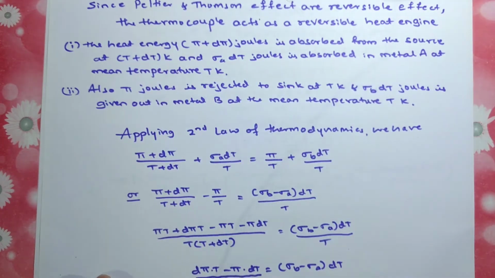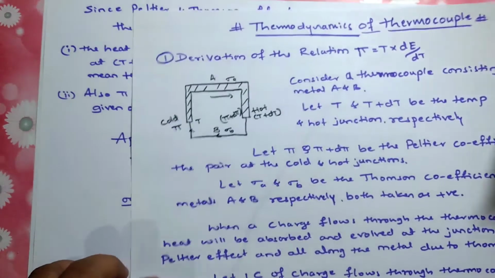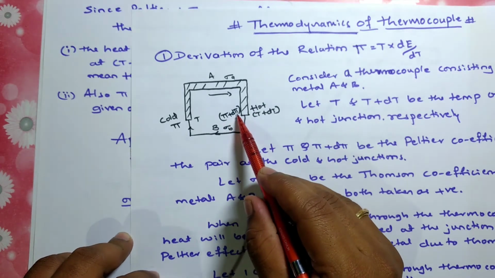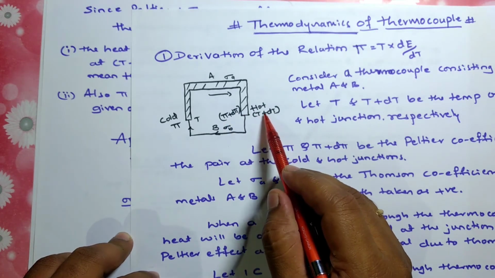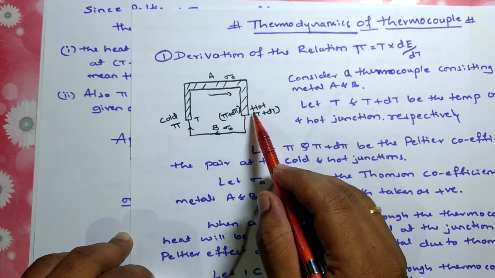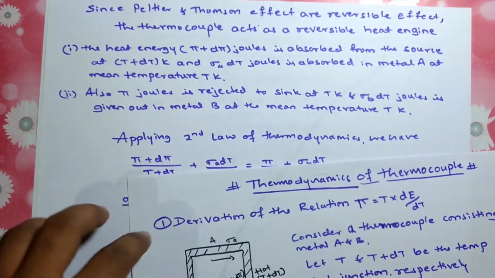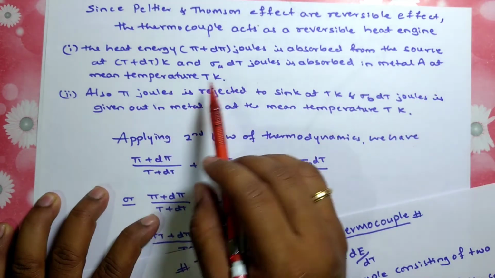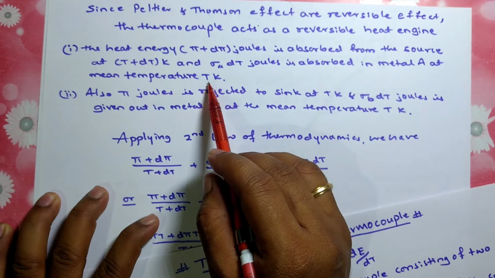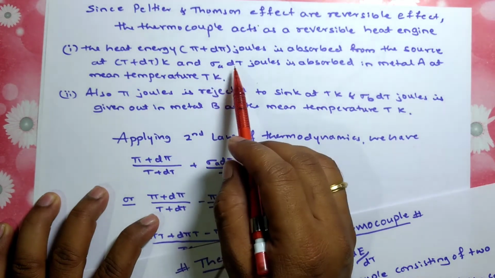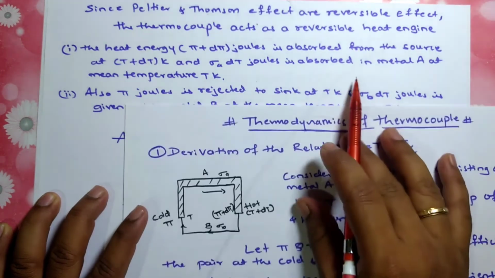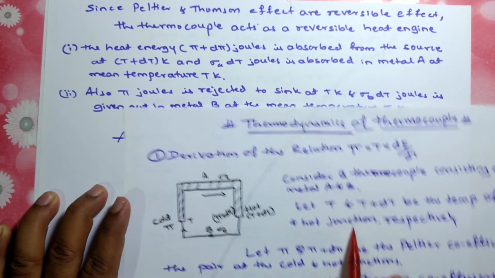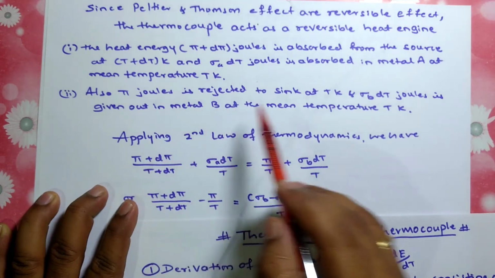Look at this diagram. Here the heat pi plus d pi is absorbed at the temperature T plus dT, because it is acting like a source. And sigma A dT joules is absorbed in the metal A at a mean temperature T Kelvin. In the metal A, the heat is absorbed due to the Thomson effect. Also, pi joules is rejected to the sink.